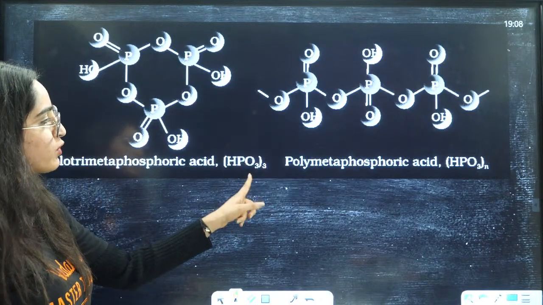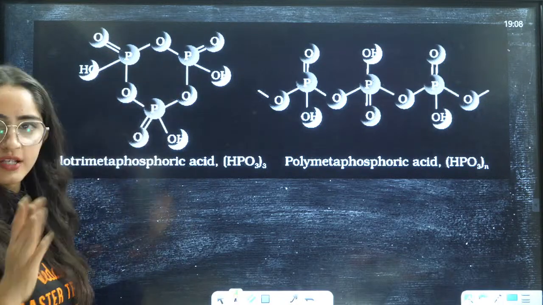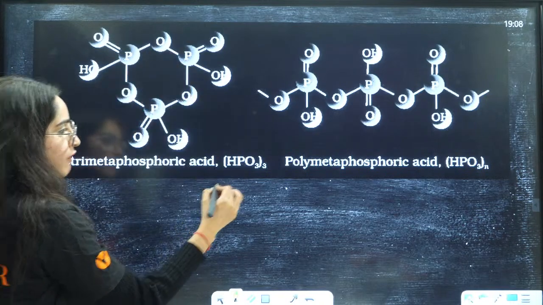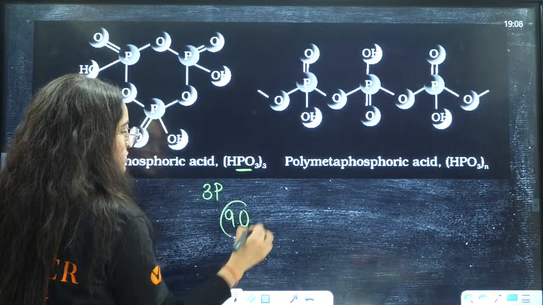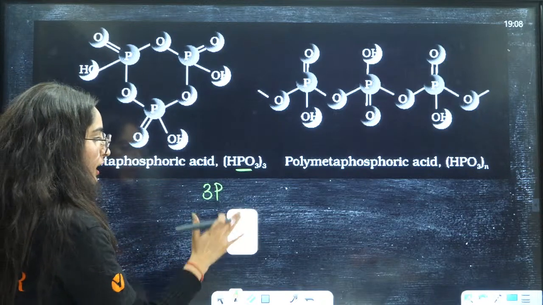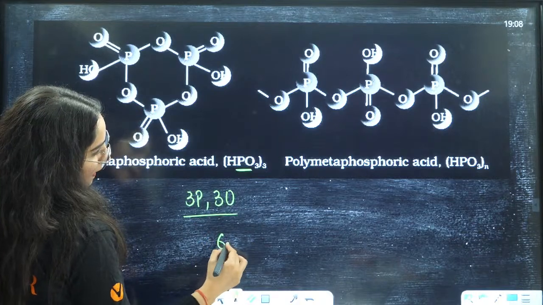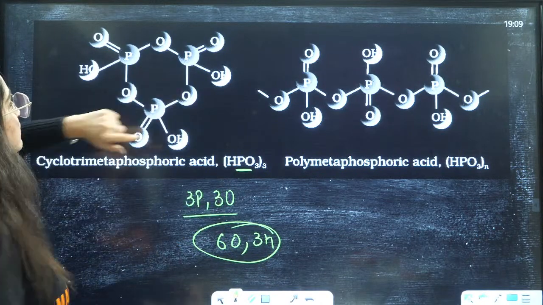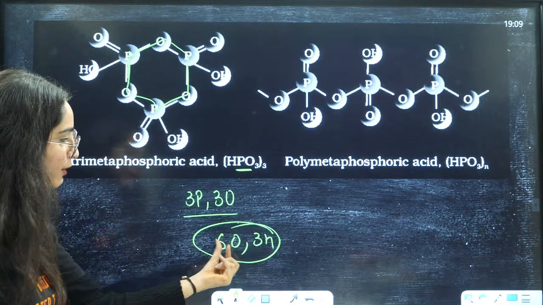You have (HPO3)3, right? 3 phosphorus you have. Now it is in the cyclic structure. This you have to go through first. Here you have 3 hydrogens, 3 phosphorus, and 9 oxygens. So what will happen? You will firstly have a 6-membered ring of these 3 phosphorus and 3 oxygens. Then you are left with 6 oxygens and 3 hydrogens, that we will use.